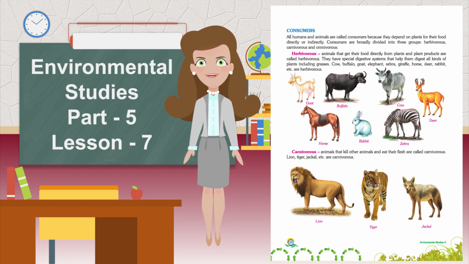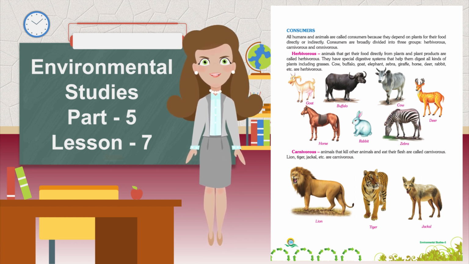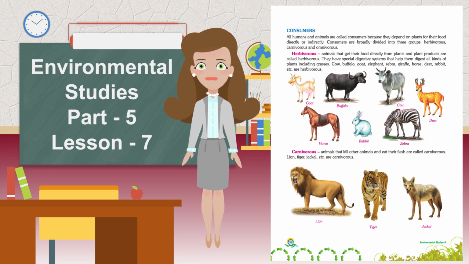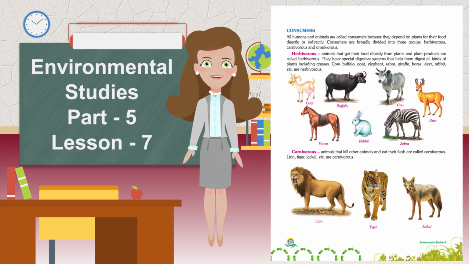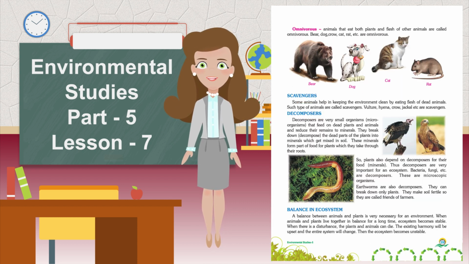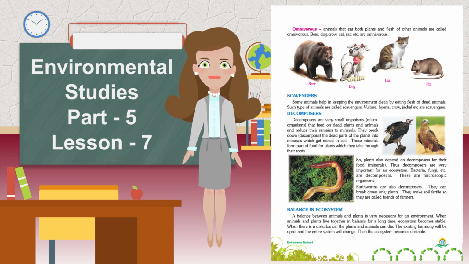Cow, buffalo, goat, elephant, zebra, giraffe, horse, deer, rabbit, etc. are herbivorous. Carnivorous. Animals that kill other animals and eat their flesh are called carnivorous. Lion, tiger, jackal, etc. are carnivorous. Omnivorous. Animals that eat both plants and flesh of other animals are called omnivorous. Bear, dog, crow, cat, rat, etc.